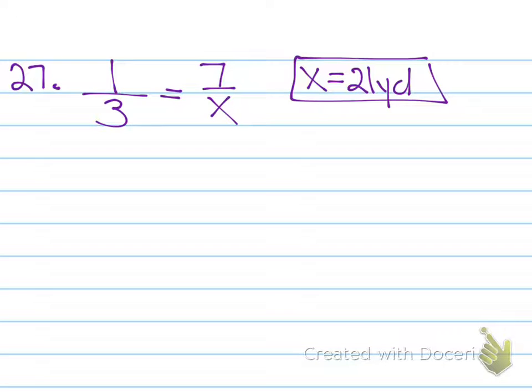How did I know it was 21 yards? Because you're looking for the actual. Because it's actual, it's in my denominator, and I know it's inches over yards. So if I'm finding actual, it's going to be yards.